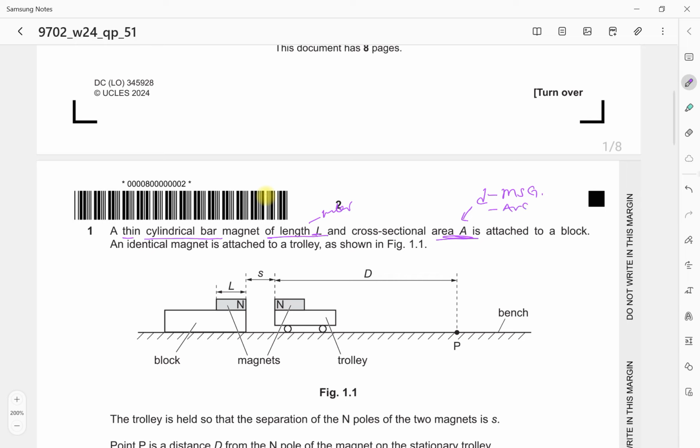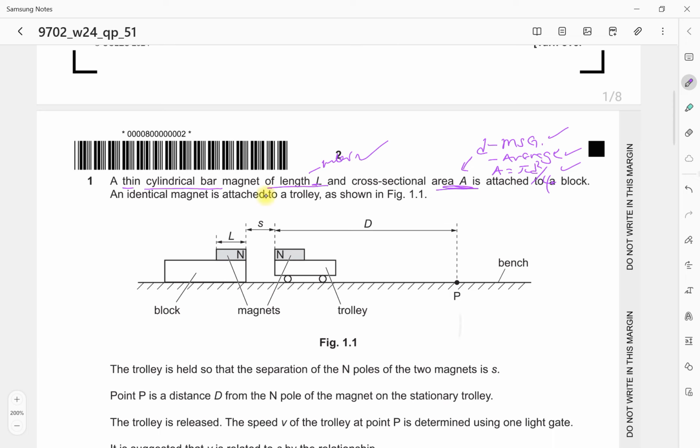So you'll find the average diameter, and then you'll find the area from area equals pi d squared over 4. So here, I have micrometer screw gauge, taking average diameter. It's like I have so many marks already. If I add this in my essay, an identical magnet is attached to a trolley as shown in the figure.